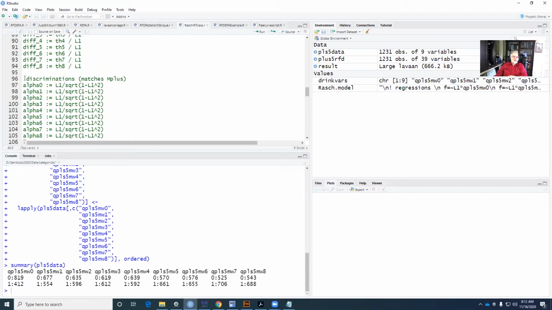And similarly, if we have our discriminations, this is the formula. So it's my common loading divided by the square root of 1 minus that common loading squared.